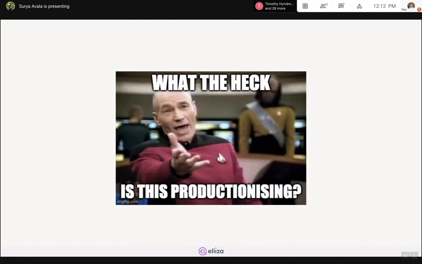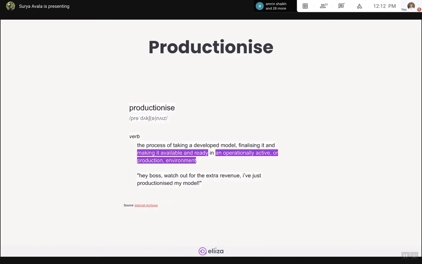So those of you who are wondering what the heck is productionizing, it's a made-up word, obviously, and I would define it something like this. It's a verb, and it's the process of taking a developed model, finalizing it, and making it available and ready in an operationally active and production environment. So there are two aspects to it. One is making it available and ready. That's a one-off thing, but at the same time, there is another aspect where we want to make sure it's in an operationally active environment, and that we are able to operationalize the deployments in the future.